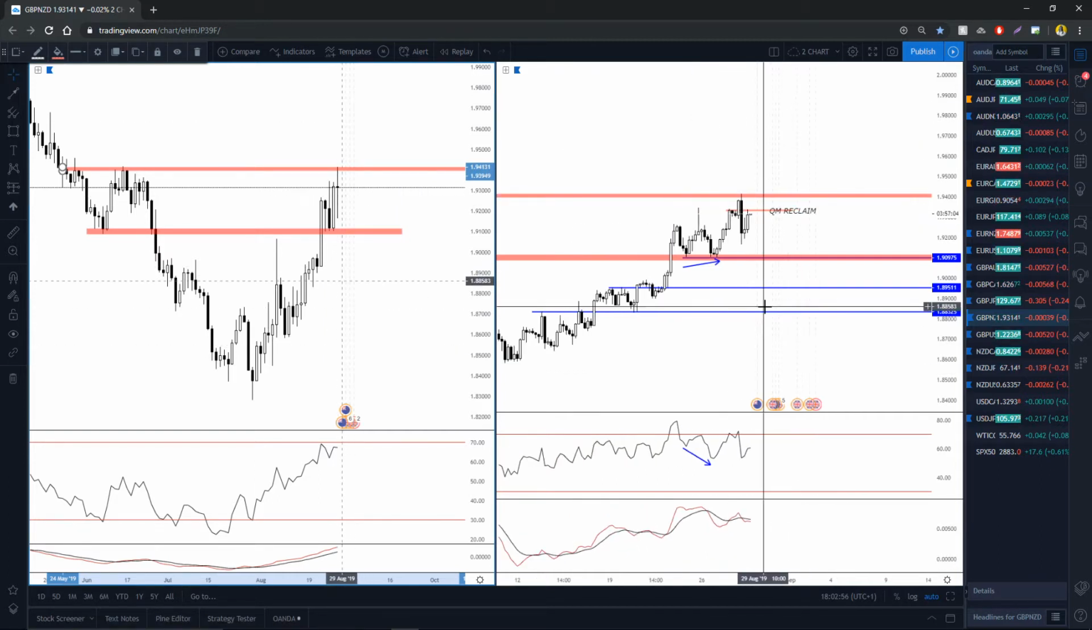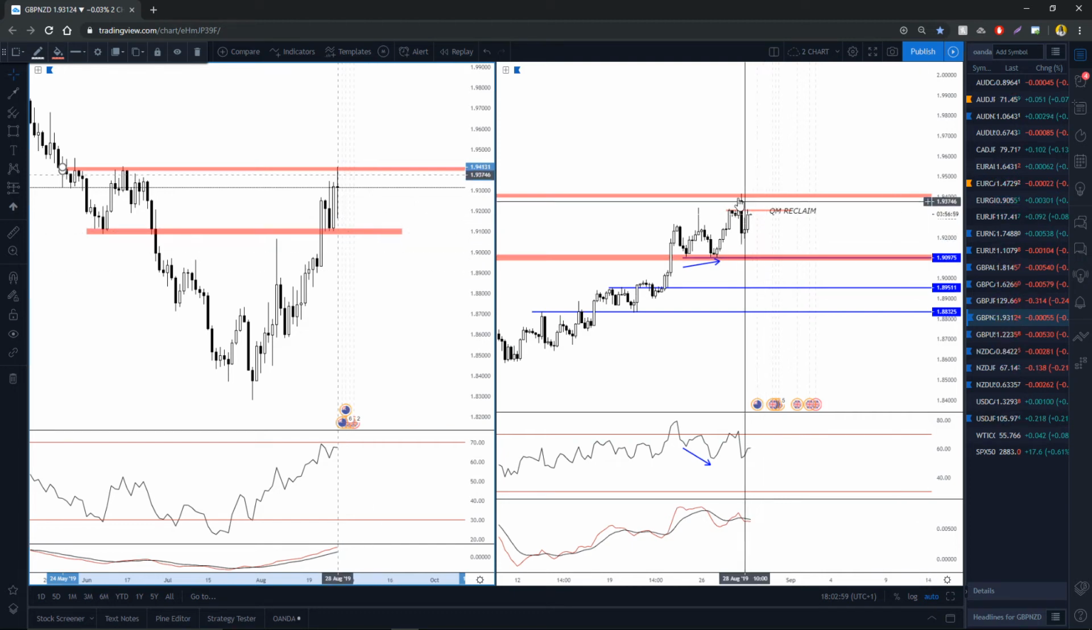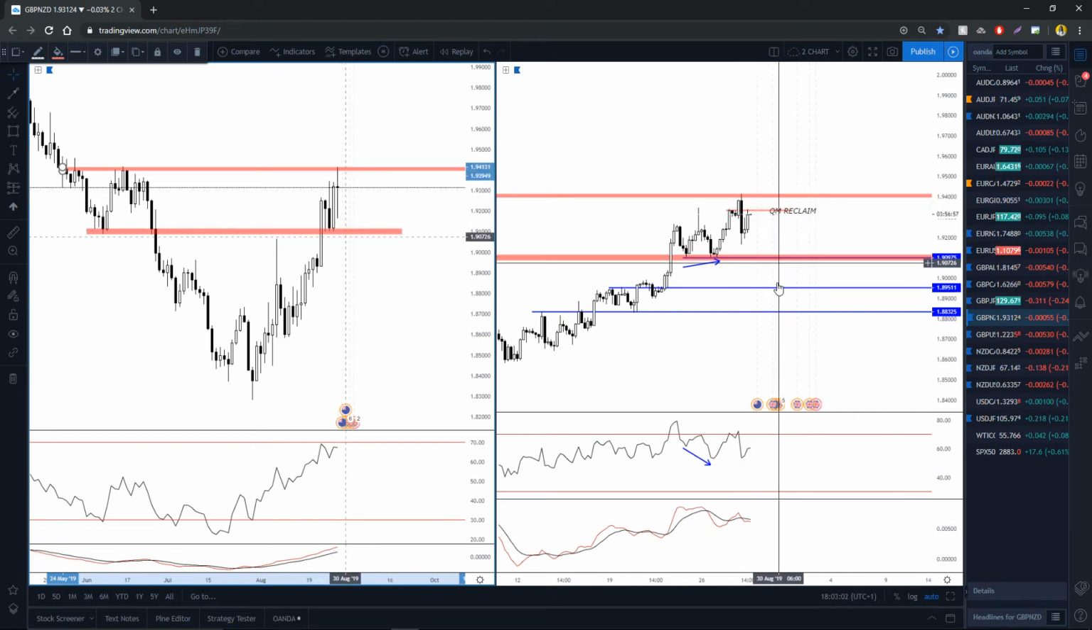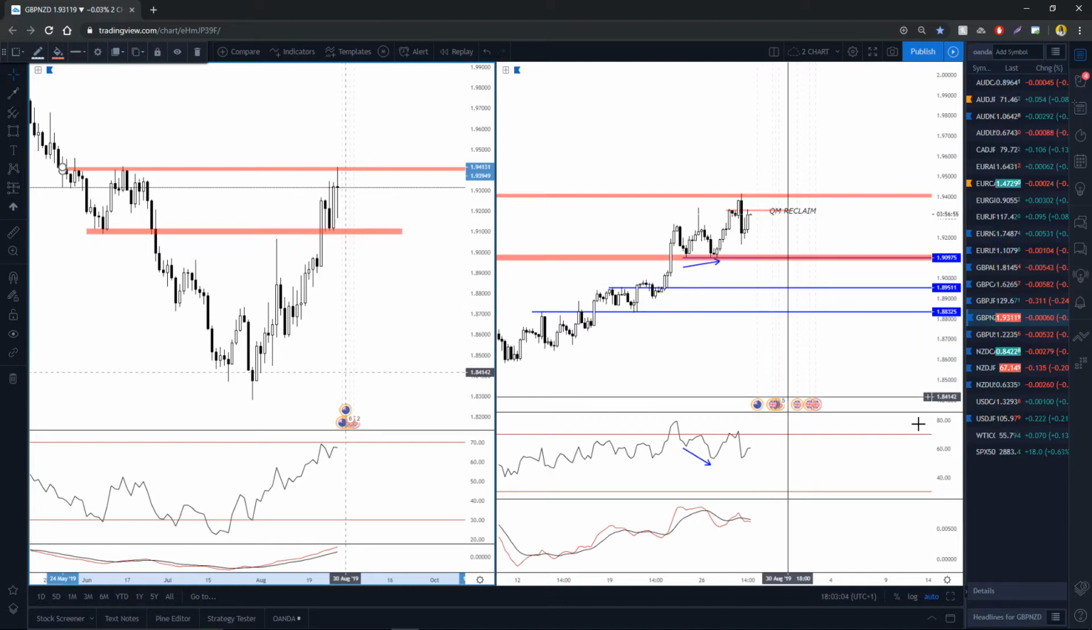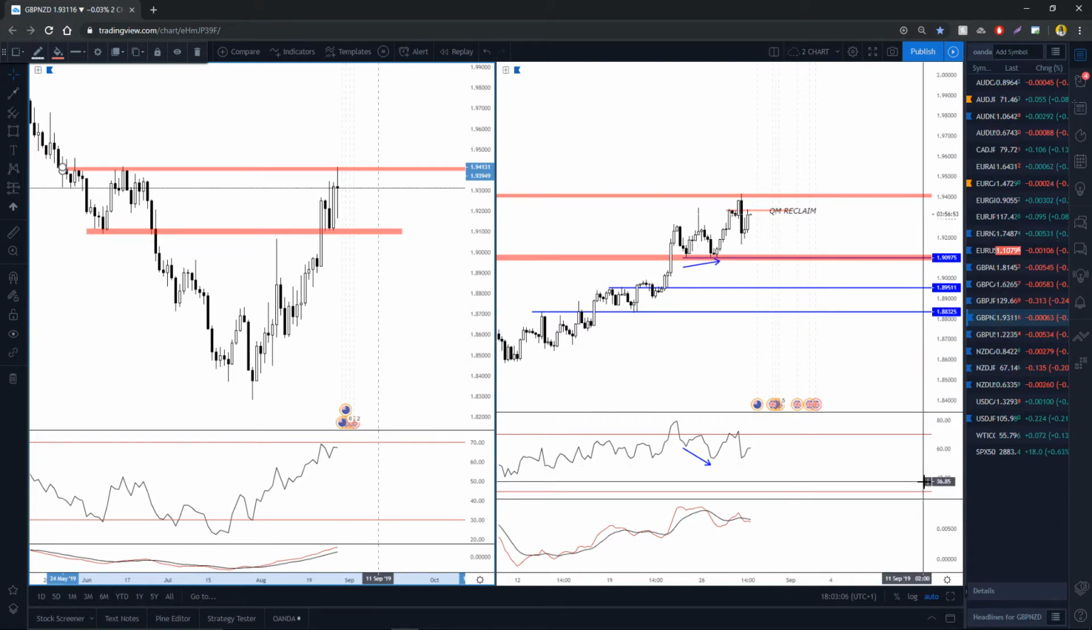So what you've actually got now is just this range. But we'll be looking down for this first target, like I said, from these highs. You've rejected off that high, a Kasimodo reclaim, and start looking lower for targets.